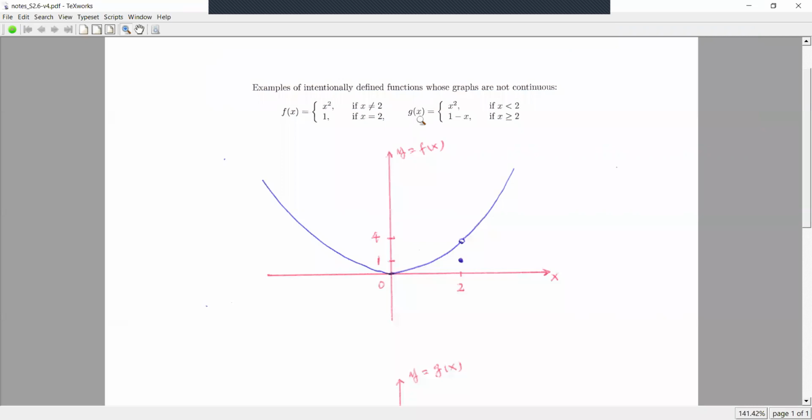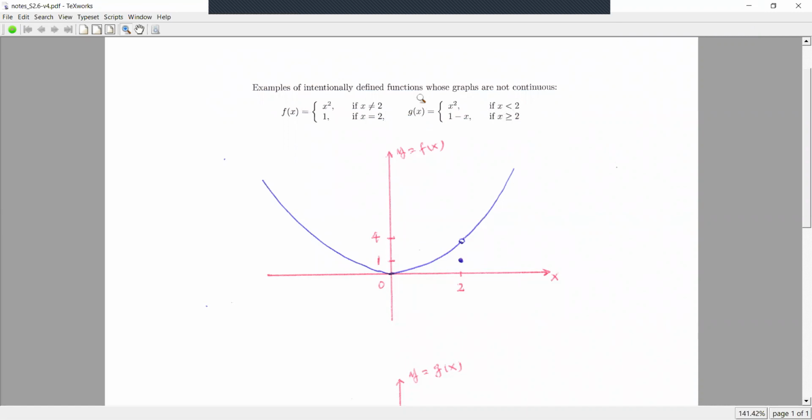Function g is also an intentionally defined function. When x is greater than or equal to 2, the function value is 1 minus x. The graph of 1 minus x is a line. When x is less than 2, the function value is x squared. The graph of x squared is a parabola. This function is defined at any number, so the domain of the function is from negative infinity to positive infinity.